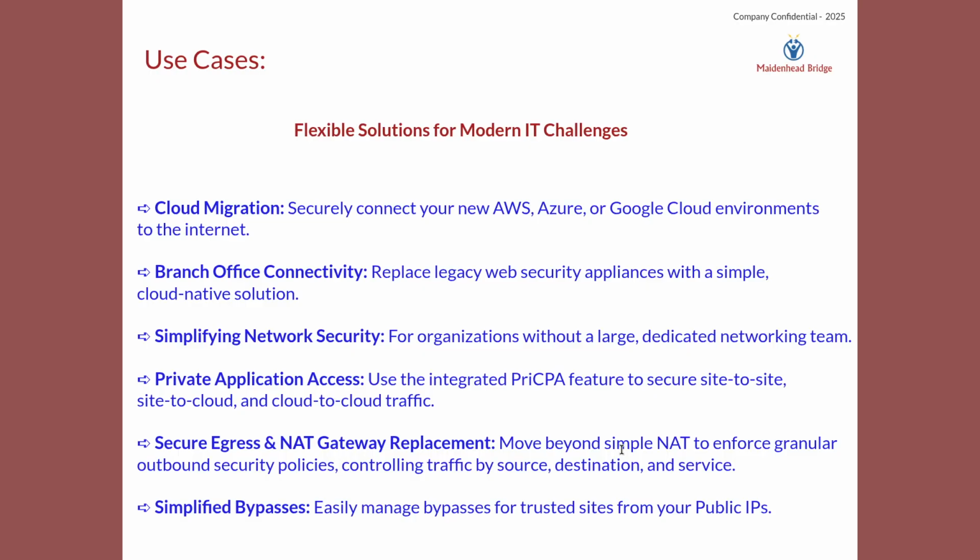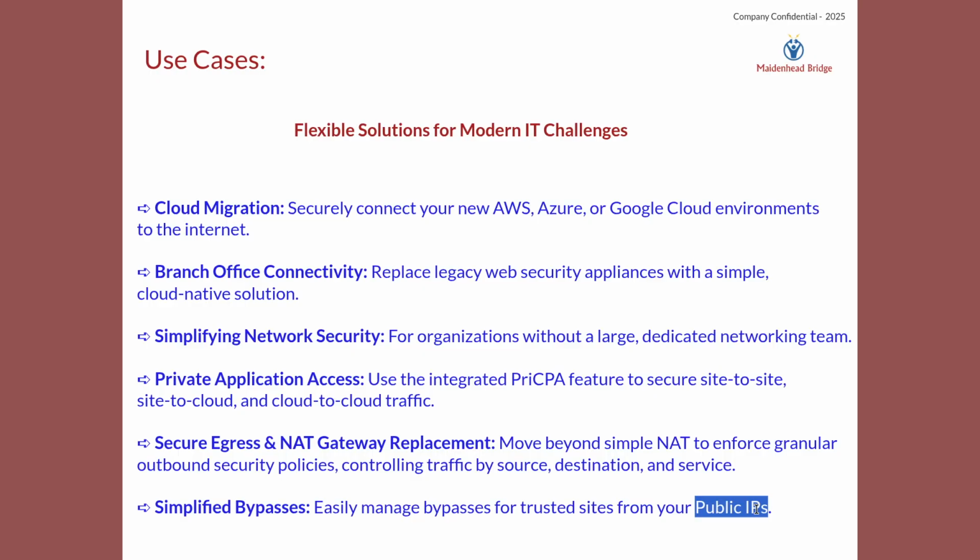It's a big benefit because with this functionality, you can bypass Zscaler very simply. When you need to reach a site from your trusted public IPs, not via Zscaler, you can use the Advanced NAT Gateway functionality to achieve it. And you don't need to use Zscaler PriCPA.